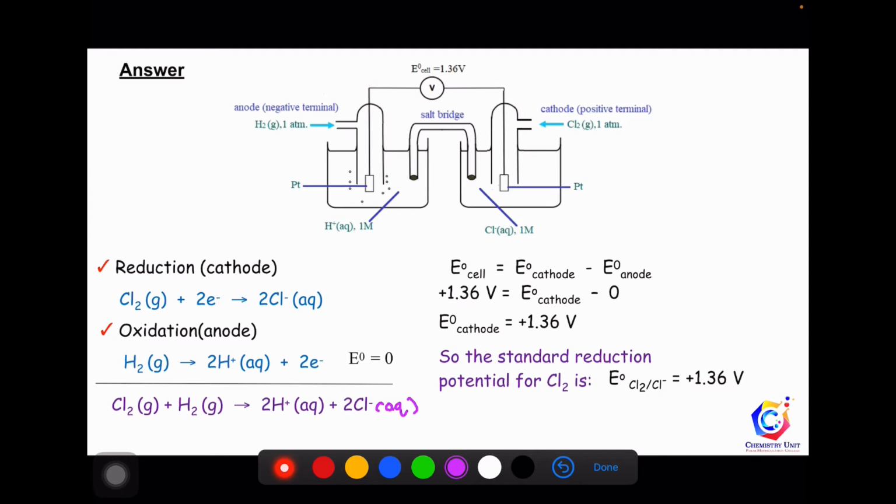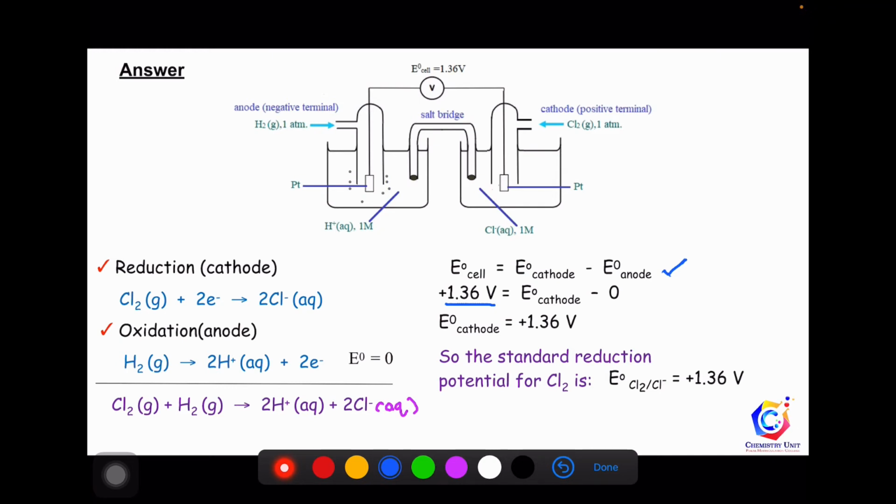Now the third question was to calculate the standard reduction potential for chlorine. So here we will be using the E naught cell equals E cathode minus E anode formula. The E naught cell value was given in the question.